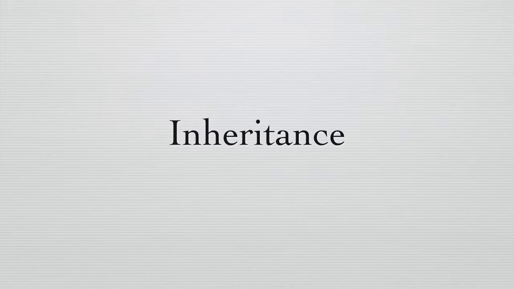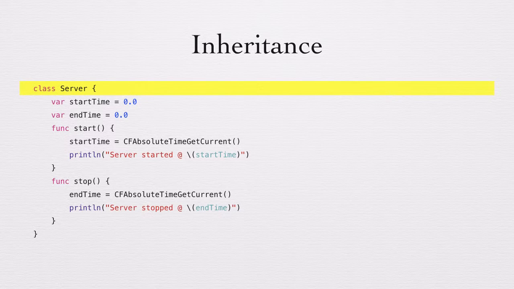Now, I shall discuss the most important feature of object-oriented programming, and that is the inheritance in classes. I shall illustrate how inheritance is implemented in Swift using an example code. Consider the definition of server class shown here. The server class defines two properties to keep track of its start and stop time.